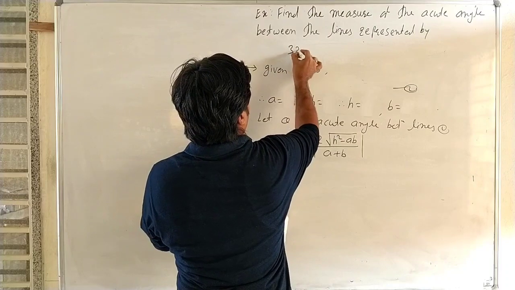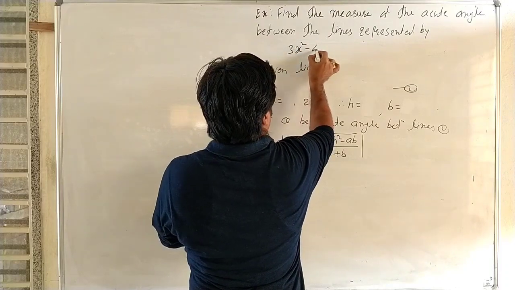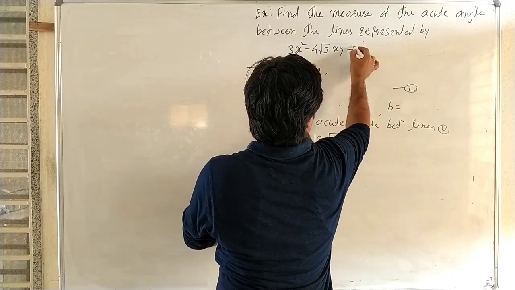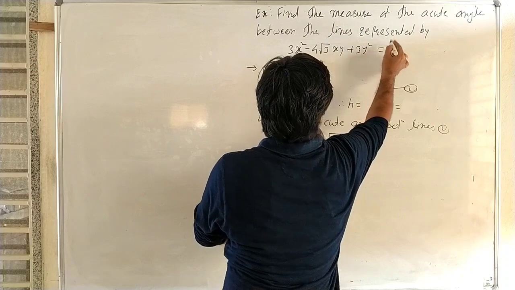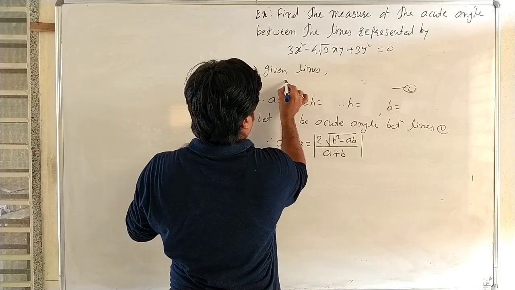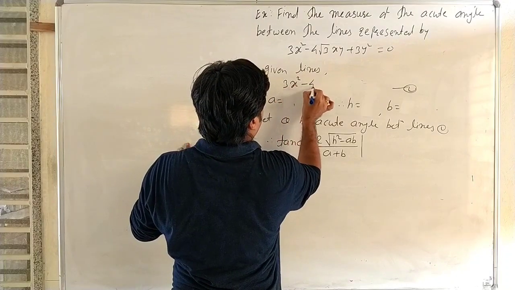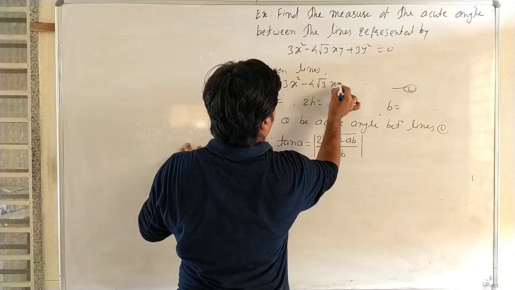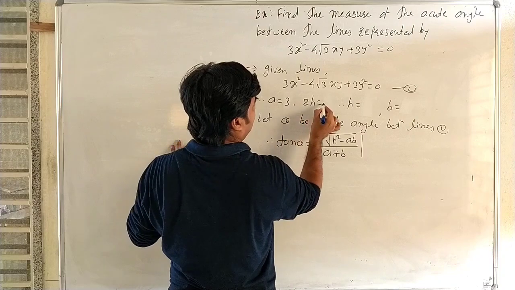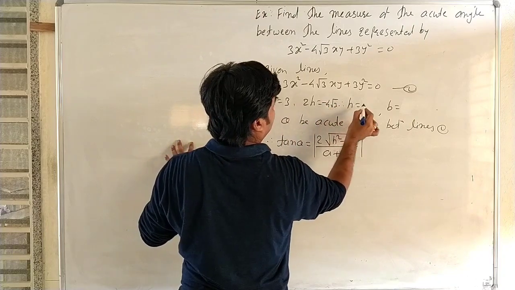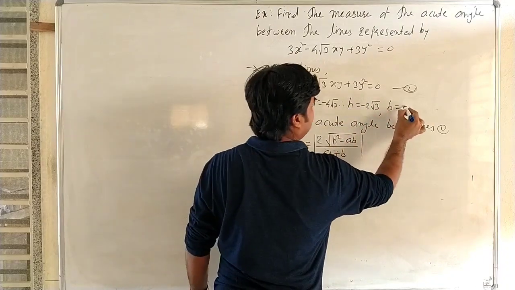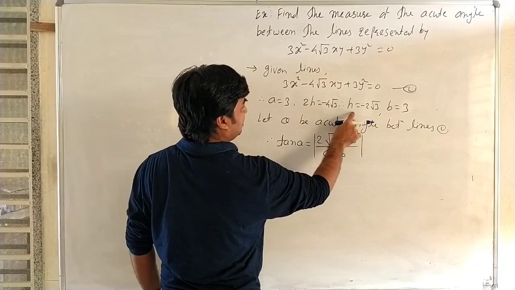x square minus 4 into under root of 3 xy plus 3y square is equal to 0. x square minus 4 under root 3 xy plus 3y square equal to 0. Therefore a is 1, 2h is minus 4 under root 3, that means h is equal to minus 2 under root 3 and b is equal to 3.